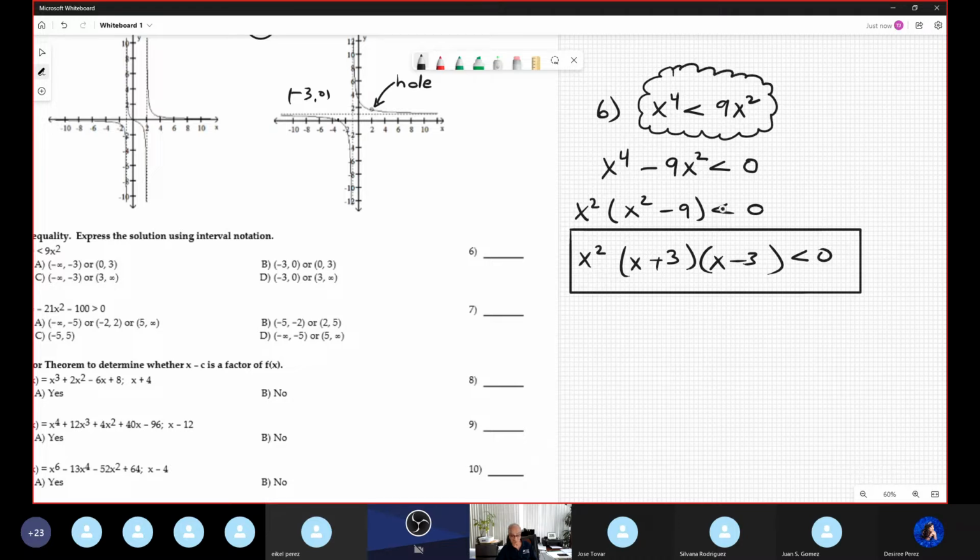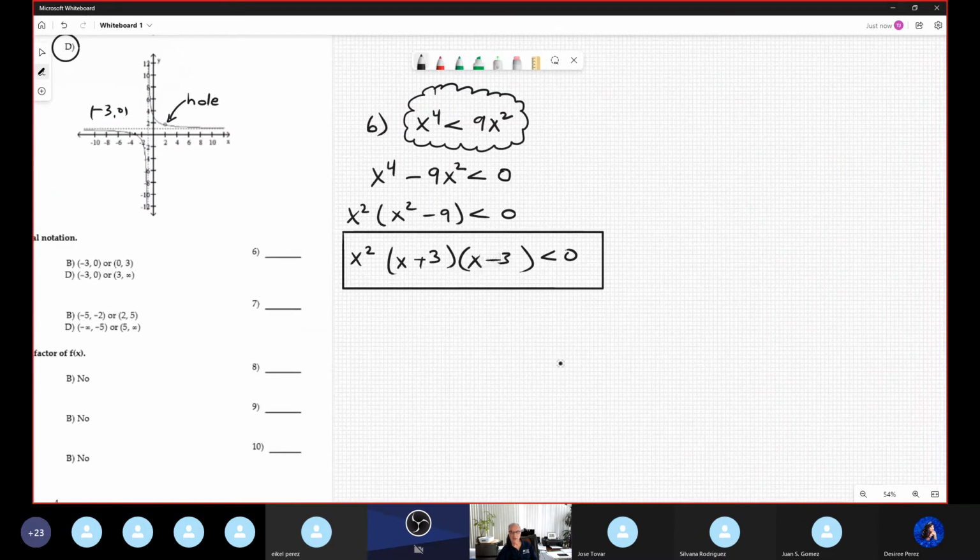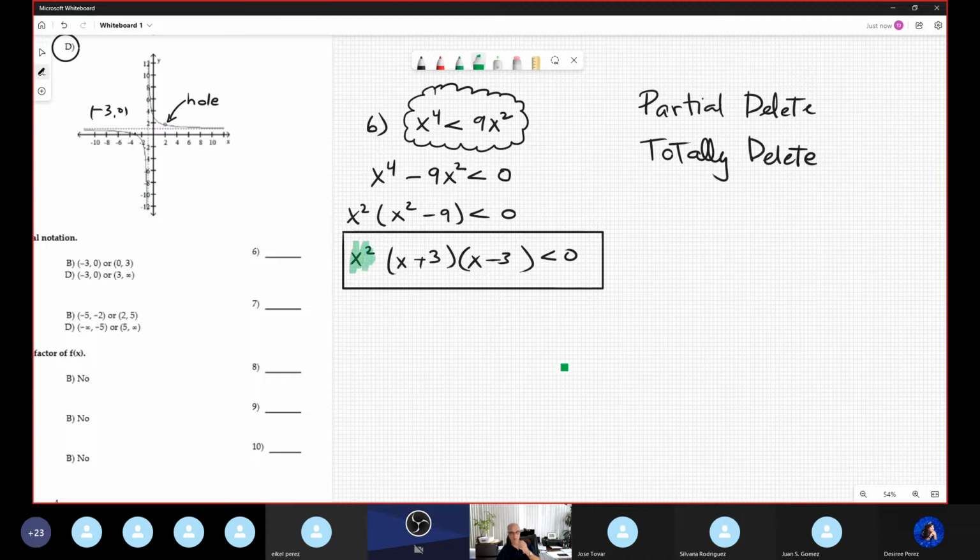This is a super important detail. But we have more simplification. Do you remember that we have partial delete, or totally delete? This idea is when you have a factor that contains an even exponent. Because in this case, you totally delete or partial delete.